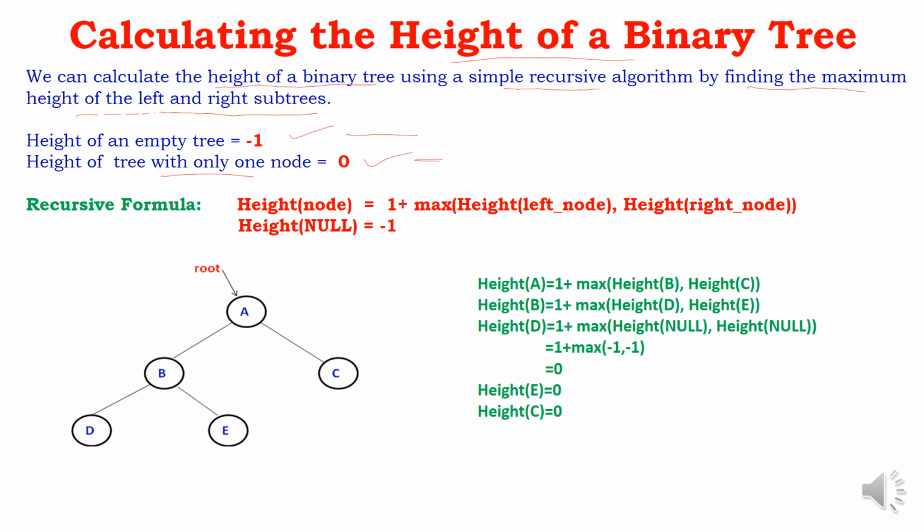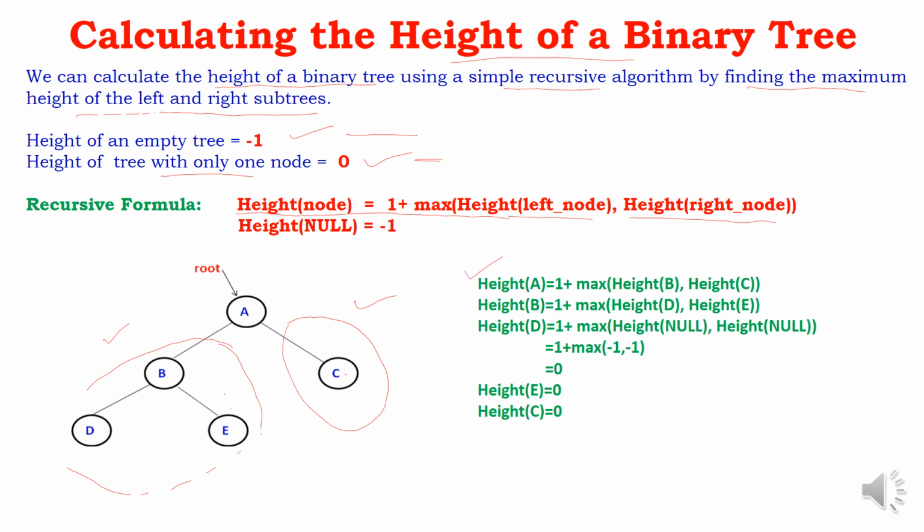Then the recursive function for the height of a binary tree is: height of a node is 1 plus the maximum of the height of its left node, comma, the height of its right node. This we can explain using this example. Suppose we wanted to find the height of this binary tree where A is the root. So height of A is 1 plus the maximum of the height of its left subtree and the height of its right subtree. Suppose we know the height of the left subtree and the height of the right subtree, we take the largest value from them, then we add 1 so that it becomes the height of the binary tree. It is given in here.